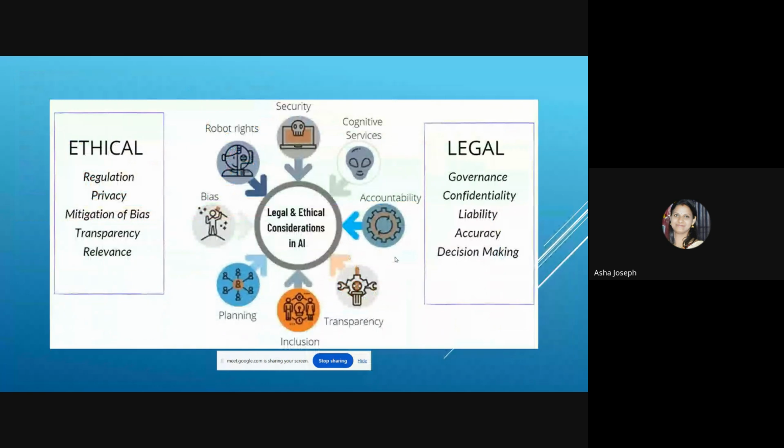So here the ethicality comes in: the regulation, the privacy, mitigation of bias, transparency, and relevance. And you are talking not only about professional ethics, but whether it is legal, that also you need to see. The governance will allow you to check whether the confidentiality is kept, the liability is kept, accuracy is there, and decision making has been discussed and done. Such things you may have to think upon again and decide.